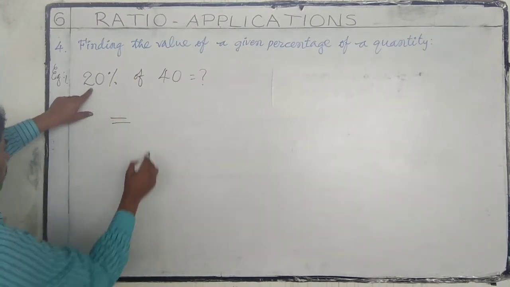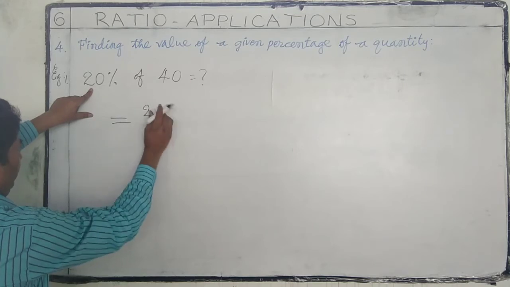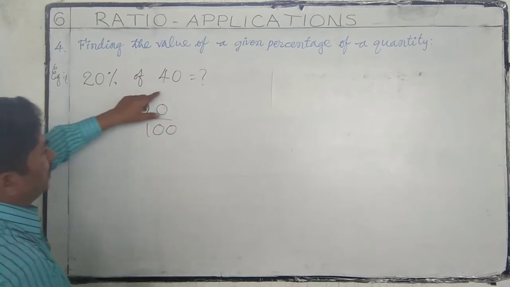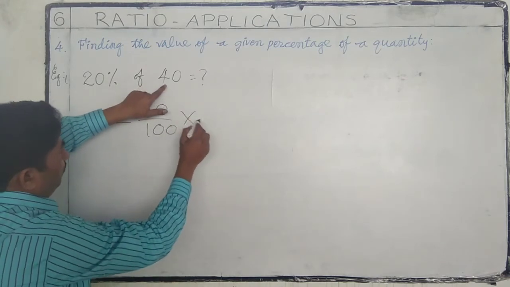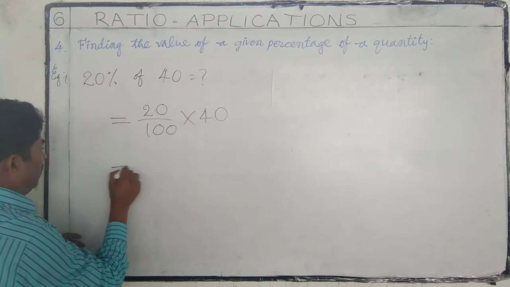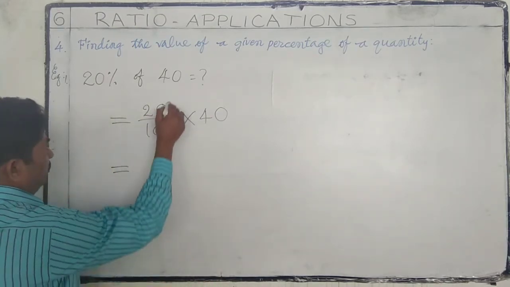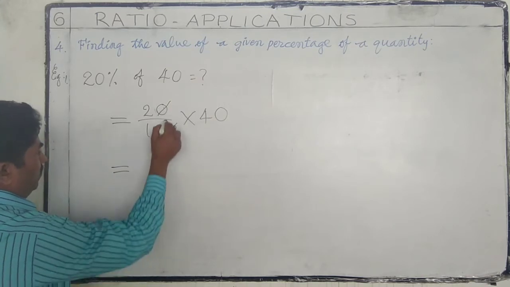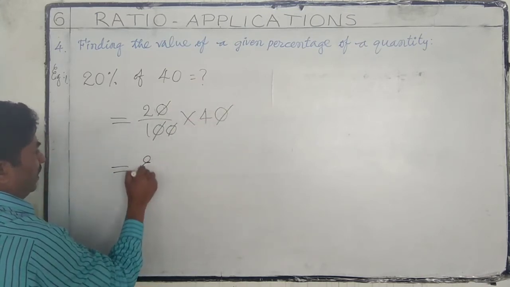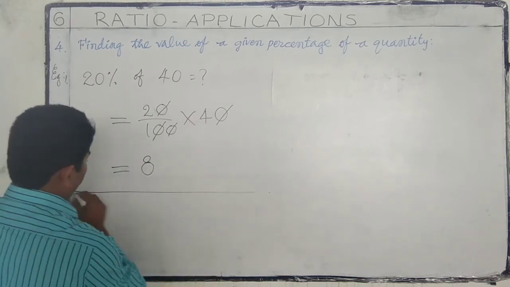First we have to convert this percentage as a fraction. 20 by 100. Then multiply with the quantity. Now we have to simplify. 0 0 gets cancelled. Again one more 0 cancels. 2 4s are 8. So this is the value.